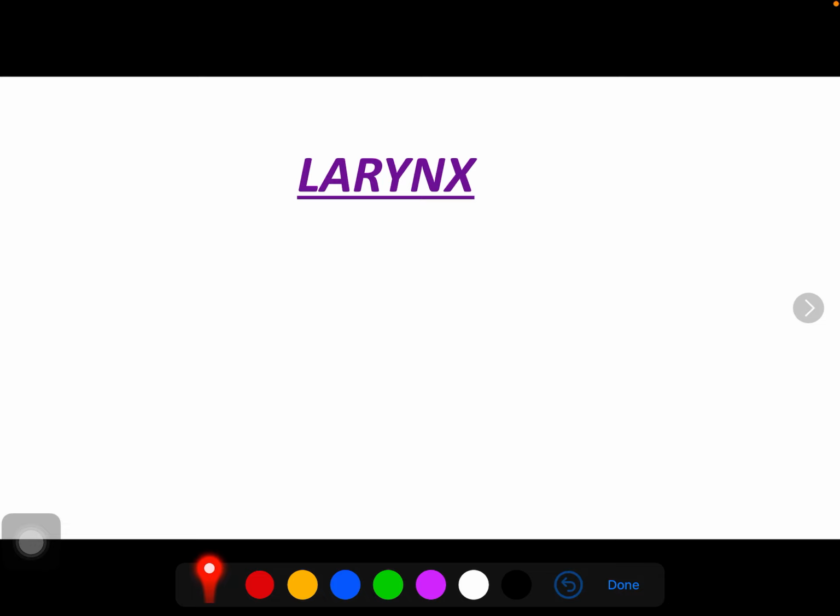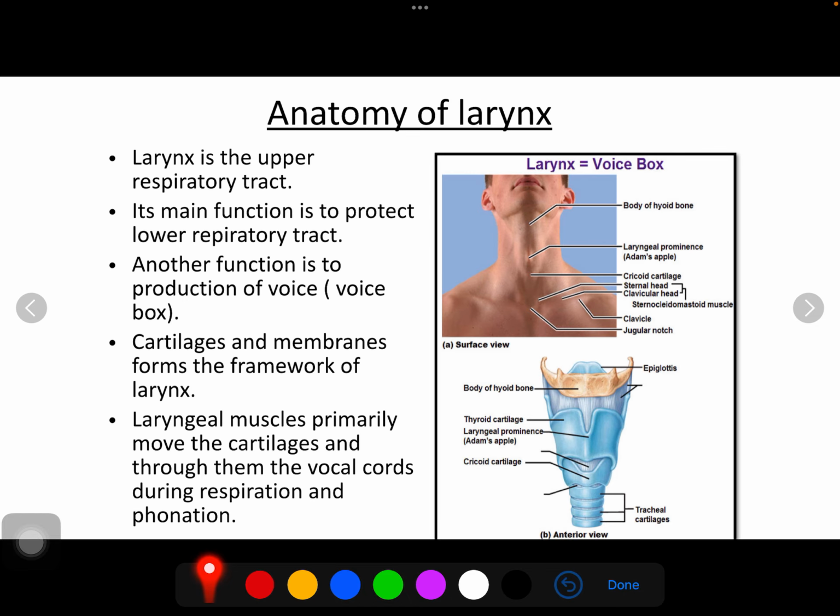Larynx. The larynx is the upper part of the respiratory tract. Its main function is to protect the lower respiratory tract so that foreign bodies do not enter the trachea. If a foreign body comes in contact with the mucosa of the larynx, it reflexly gives rise to violent coughing till the foreign body is expelled. Thus, the larynx is correctly described as the watchdog of the lungs.